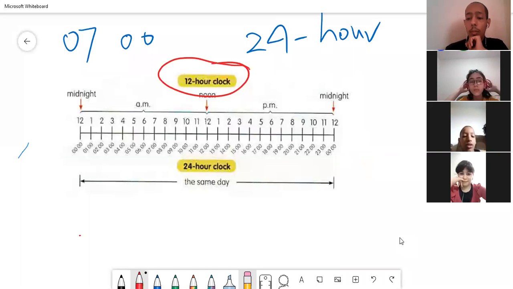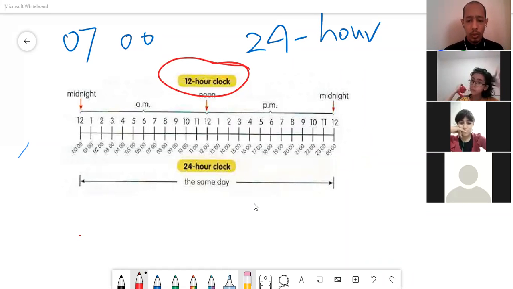Guys, what about the 24-hour clock? Okay, let me... Can you mute all?